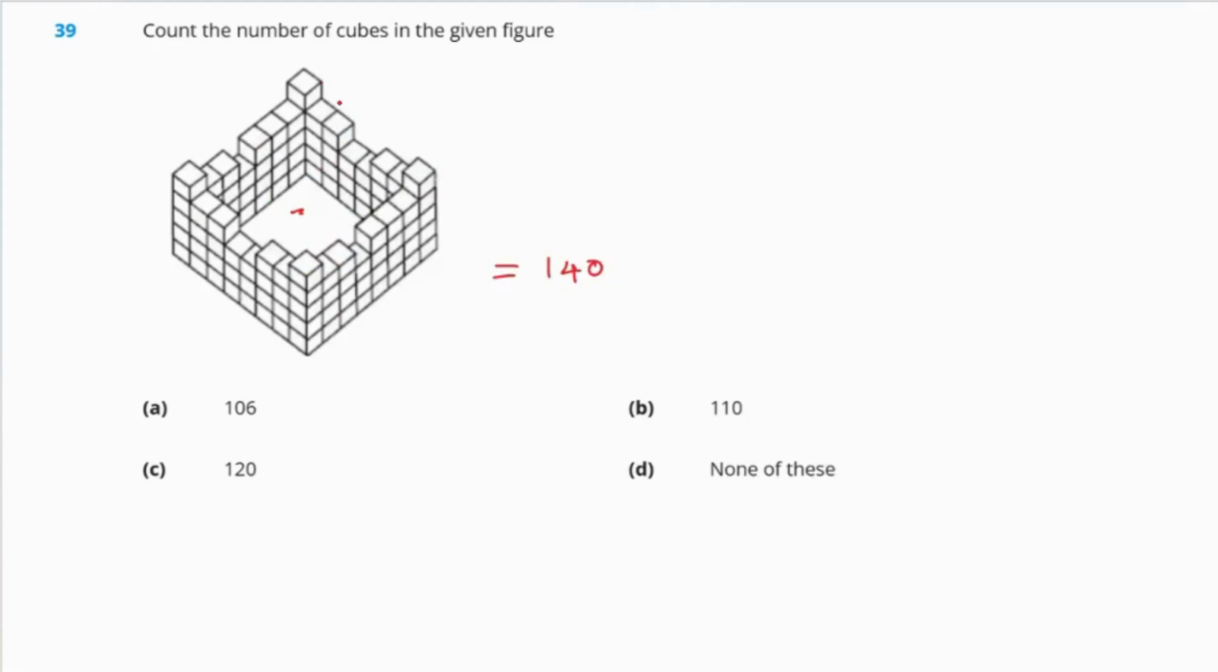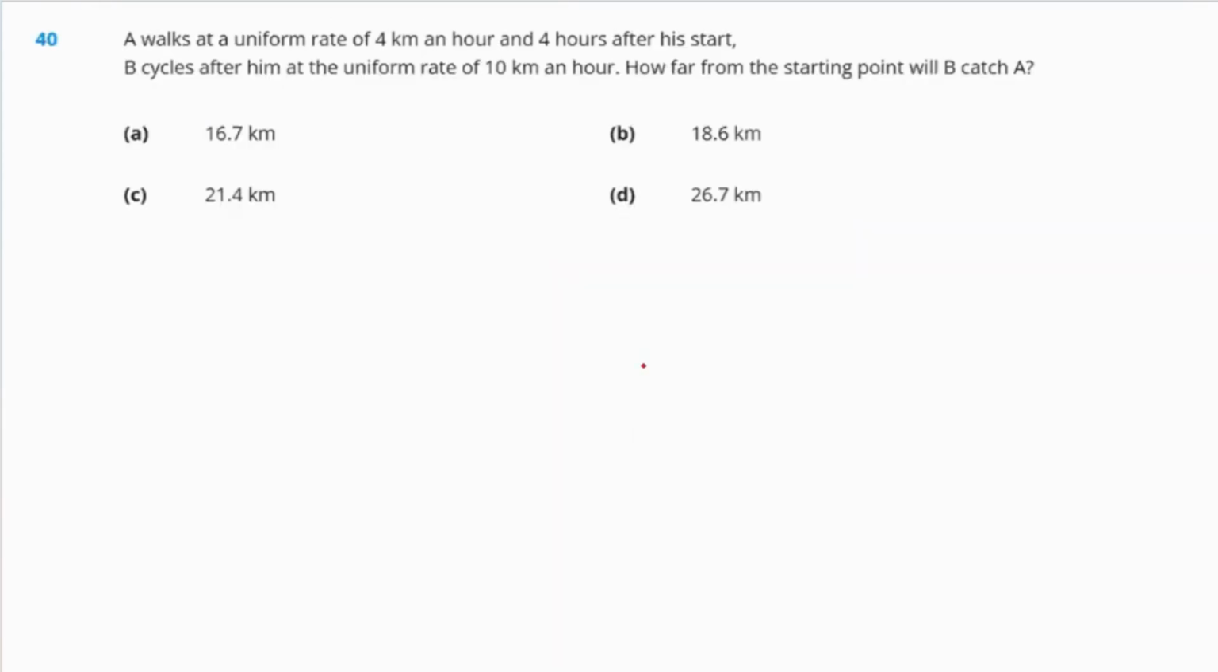But some of the cubes are left out here. See, in some portions, 8 cubes are left, here 7, 8, 7. So minus 8 plus 7 plus 8 plus 7. On four sides, these cubes are left, so we have to subtract this from 140. So 140 minus (8 plus 7 plus 8 plus 7), which is 15 plus 15 equals 30, gives 110. So in total there are 110 cubes in this picture. The correct option is option B, 110.